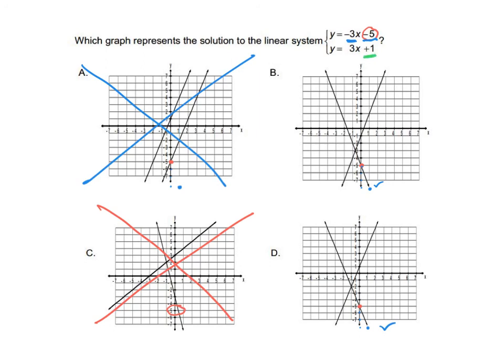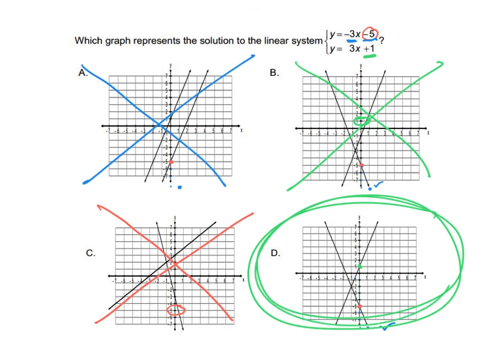All right, let's look. We've got to find one at a positive 1. A positive 1? Oh no, that one does not have a positive 1. This one does. Looks like D is going to be our answer.